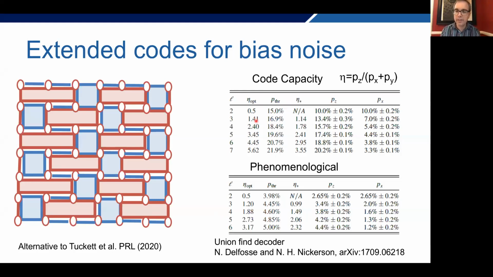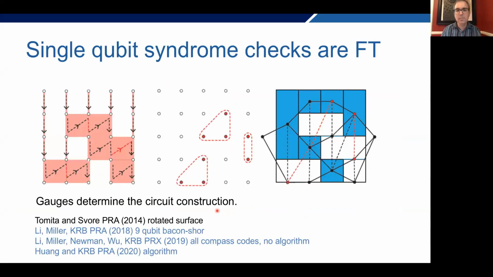And these threshold values, we calculate using this union-find decoder. So those of you who've heard me talk before know that I'm really interested in circuit-level models. I want to make codes that correct bias errors when I actually have gates that I have to account for. And what's nice about these extended codes is that we're able to still use a single syndrome qubit to do these checks, even though these checks are now weight 6.